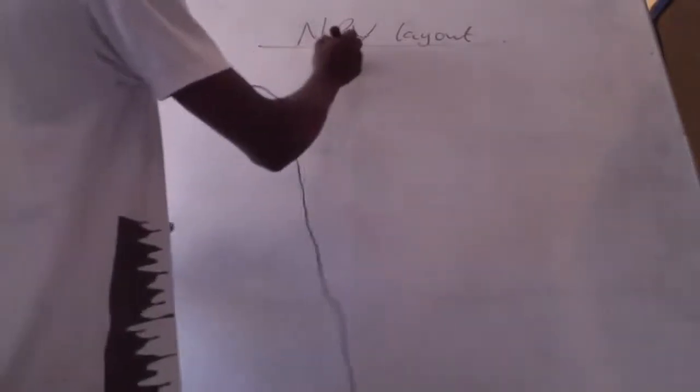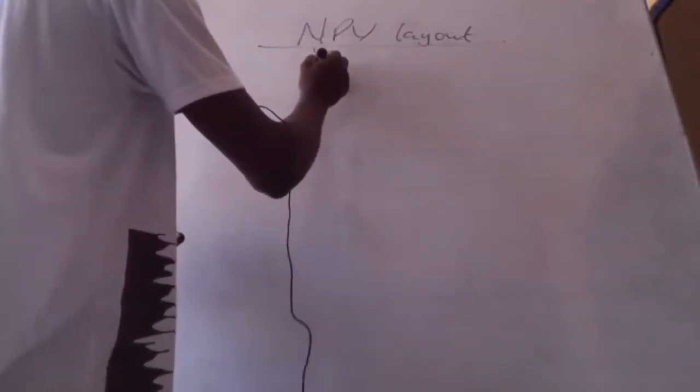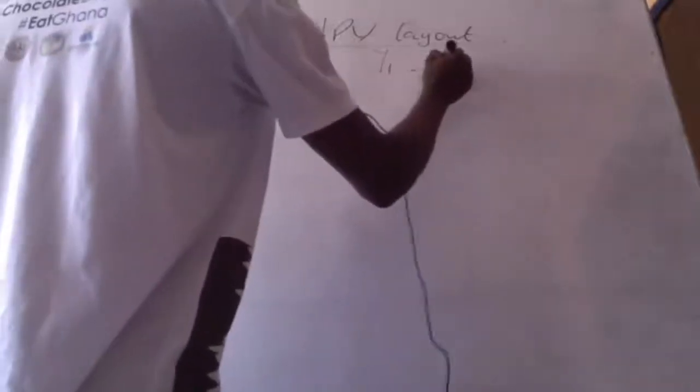So the NPV layout. How you should go by your NPV, the format. So look at how we are going to do it. Now, first of all, we start with our periods, normally years. So year 0, that's today, now. Year 1, up to the very last year, that's year end.